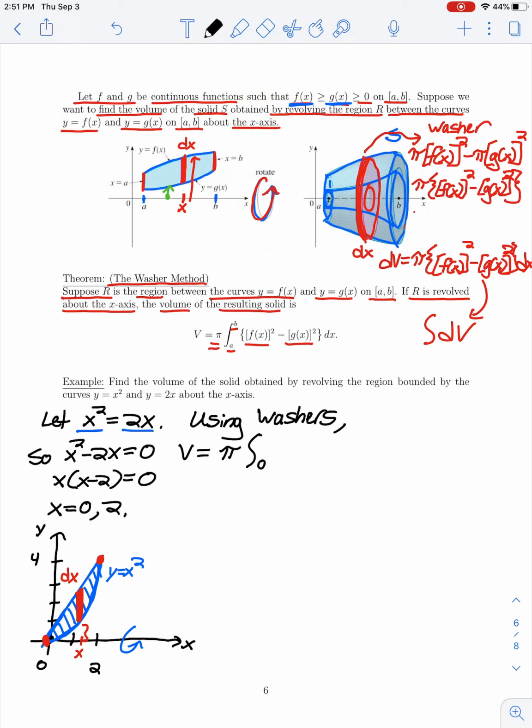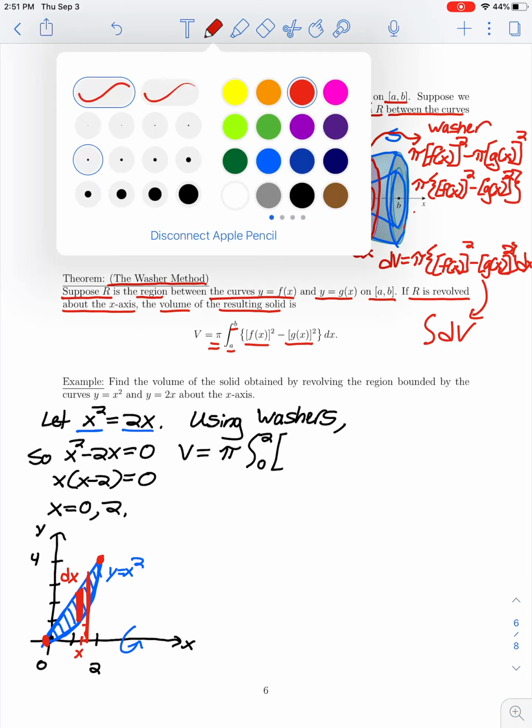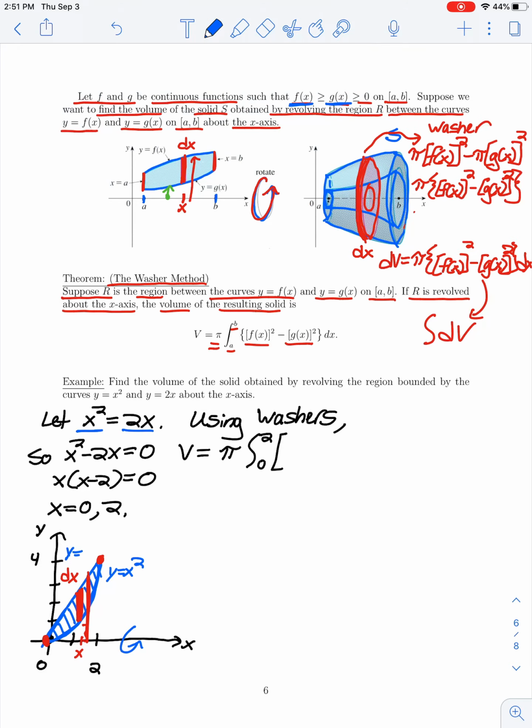So here we would integrate from 0 to 2, and the function that we're integrating would be found by taking the outer radius of our washer squared. So let's think about our outer radius, which would be the distance from the x-axis up to the larger curve, which was the curve y equals 2x, or our line. So the outer radius of our washer was given by 2x.